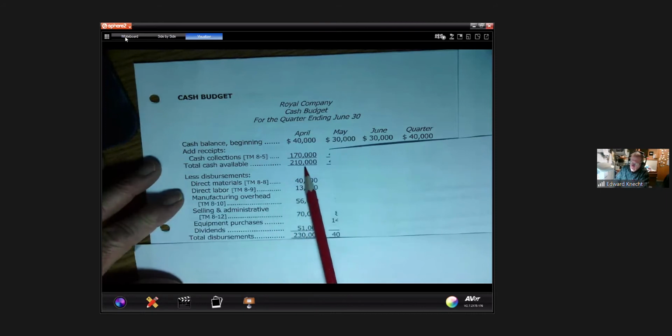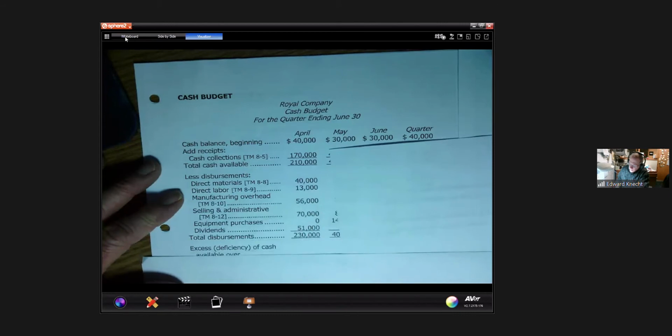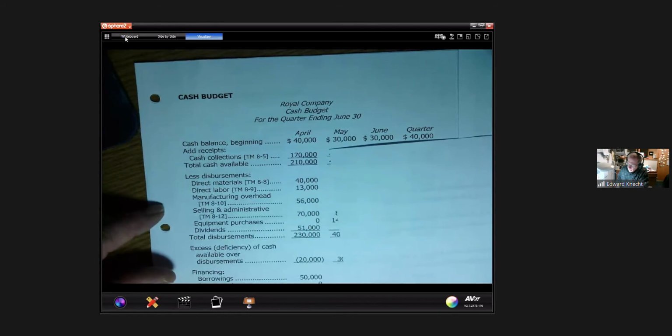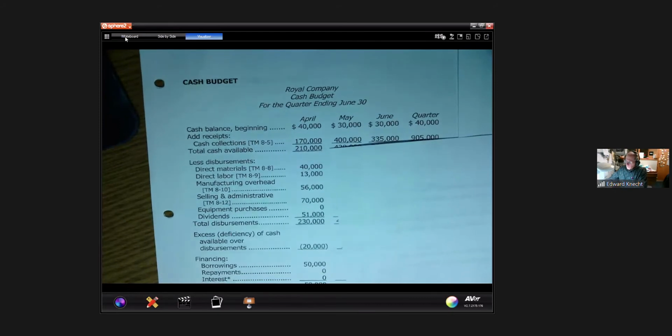Well, the total cash they have available at the end of April is going to be 210. So they're going to have to borrow some money here. The deficit is going to be 20,000, isn't it? So financing is needed. If you want a $30,000 ending balance, right now we have a deficiency. We've got to borrow 20,000 to cover the deficiency, and then we've got to borrow another 30,000, so we end up with a 30,000 balance. There it is. Total financing is 50, and that's our cash balance at the end of the month of April.